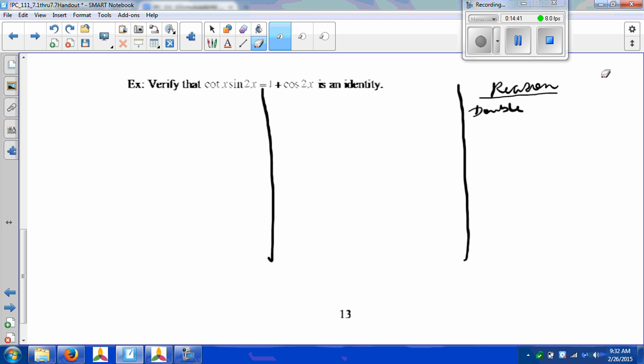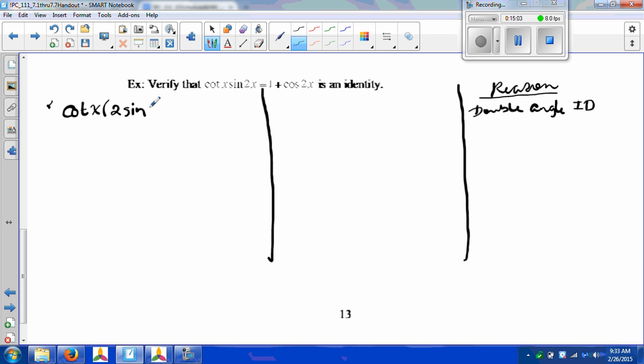And I forgot the word angle. So double angle identity. Okay, so for this one, this would be the cotangent x times, and then the sine is 2 sine x cosine x.